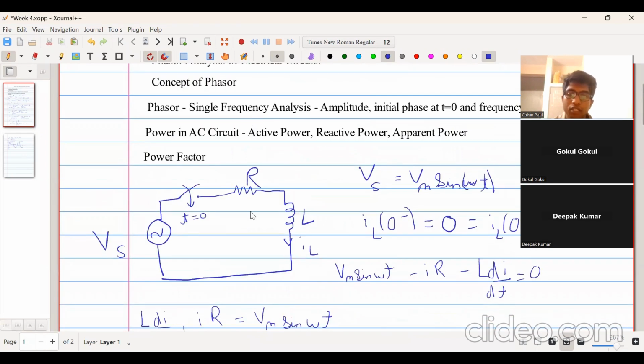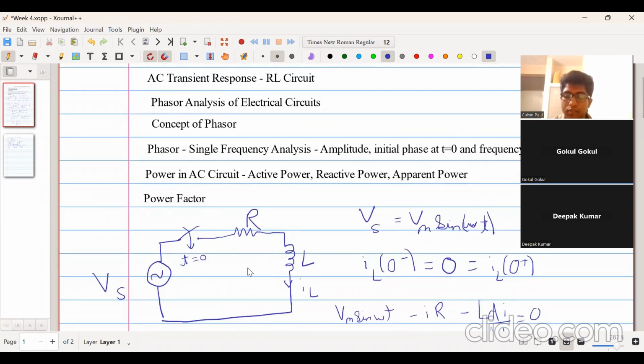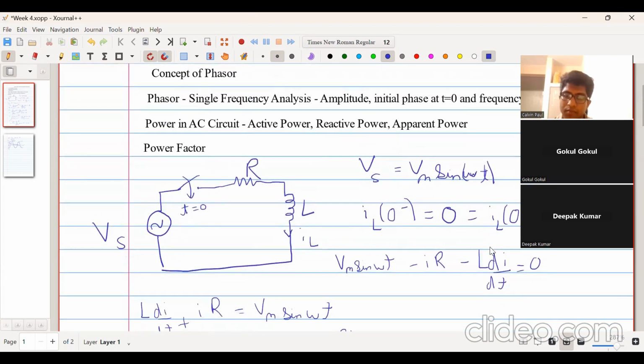No, we have an RL circuit over here, and there's an AC voltage source, Vm sine omega t. At time t equal to 0, I close the switch. Since the switch was open, the current through the inductor was 0 before the switch was closed, and after the switch is closed, also immediately the current will be 0, because we know that the current through an inductor does not change instantaneously.